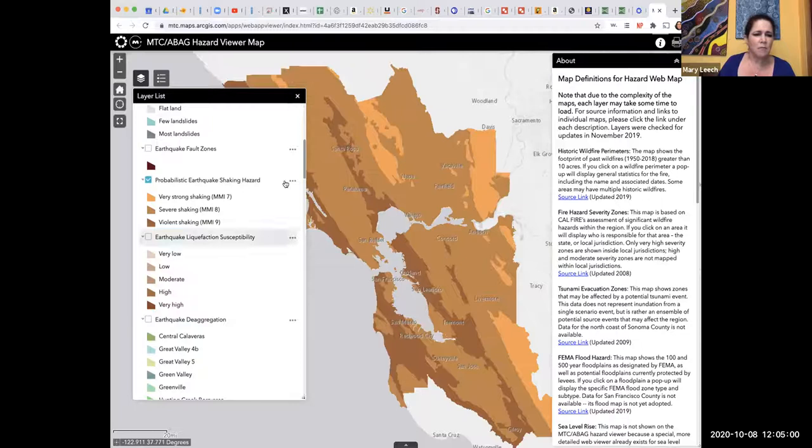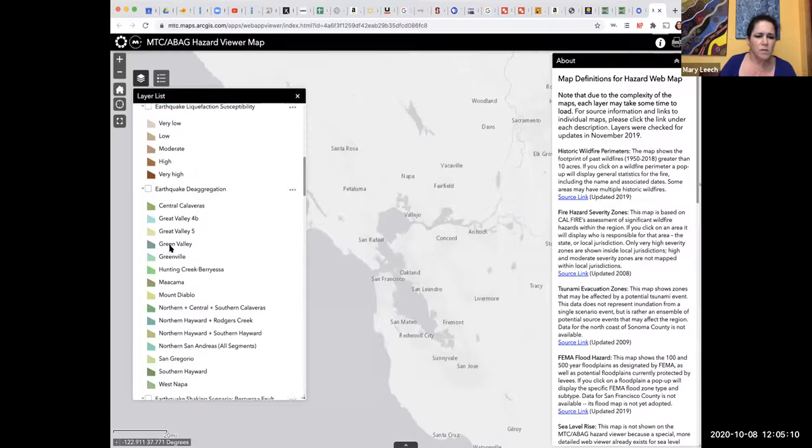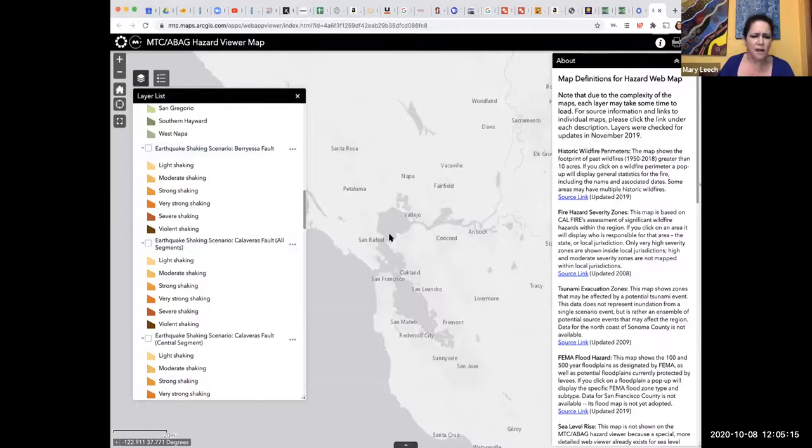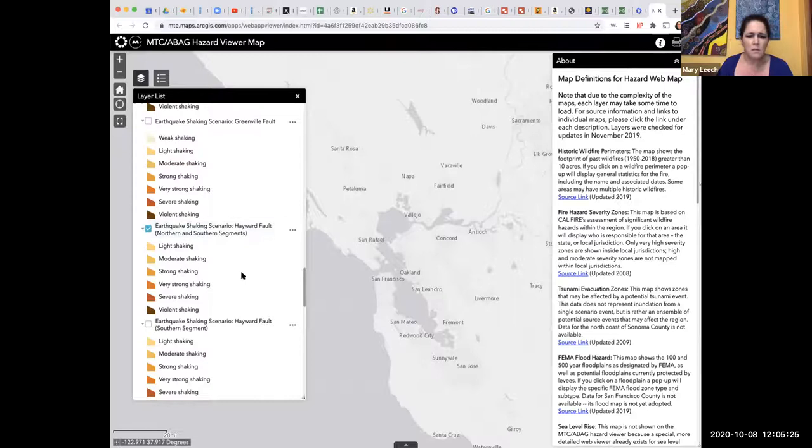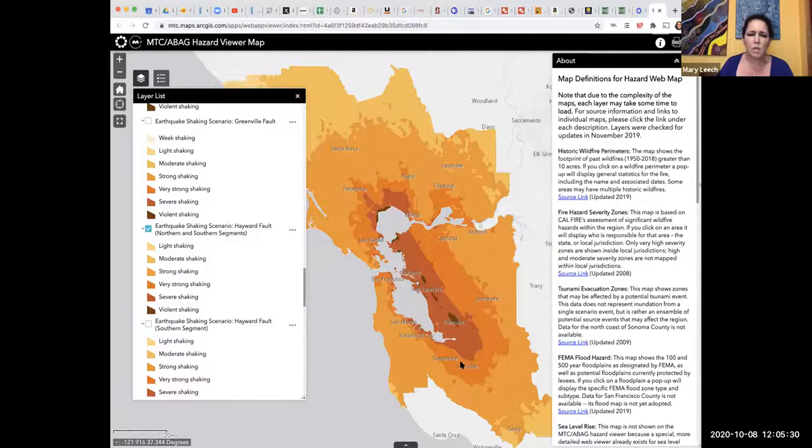So earthquake shaking, and then you can control... Let's see, wait, where can you go? Oh, it's down here, further down. So you go down here and it says Berryessa Fault, Calaveras Fault, Concord, Green Valley, Hayward. So Hayward, northern and southern segments. So I've just said, okay, please plot what the shaking would look like if there was an earthquake along this segment of the Hayward Fault. That's where I got that map from the lecture.